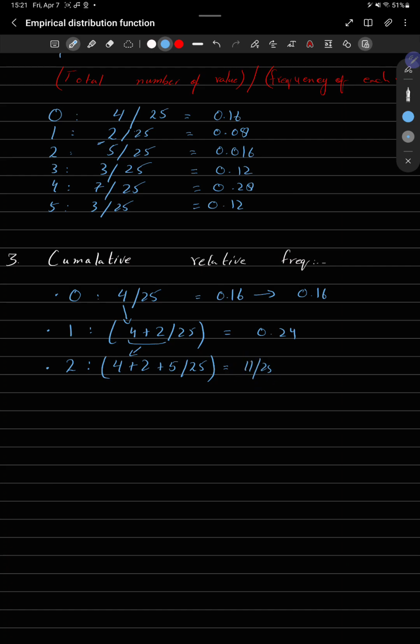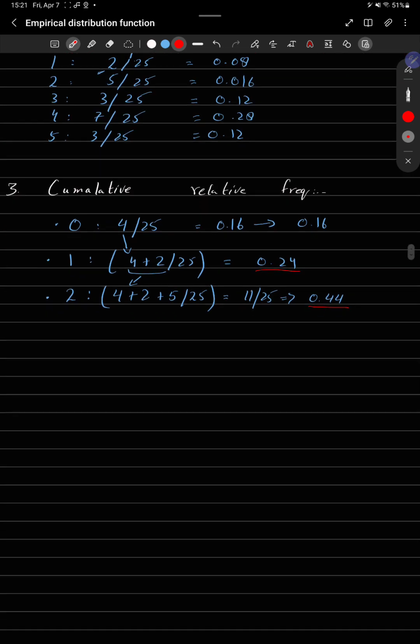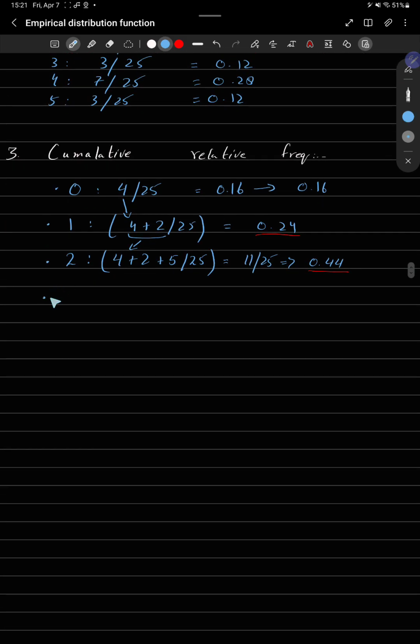So 11 divided by 25 is equal to 0.44. So technically these values are our cumulative frequencies. Now let's go on to the third. We take 4 plus 2 plus 5 plus 3. Then if we solve this all, we'll get 14 over 25, and we will get 0.56.